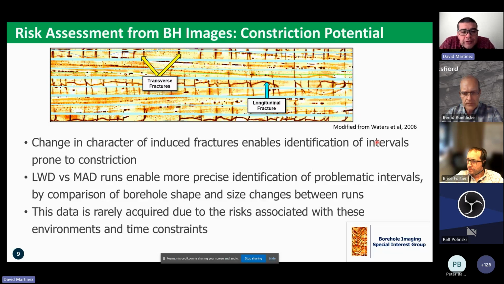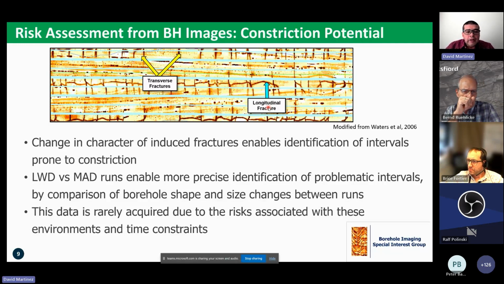The constriction potential is a little harder to predict. What I'm showing here on this image are some transverse fractures and longitudinal fractures. They are hard to combine, but when they show up in laterals, they are very nice because now you can calibrate the vertical geomechanical model into that lateral and see where there are stress changes along the borehole.